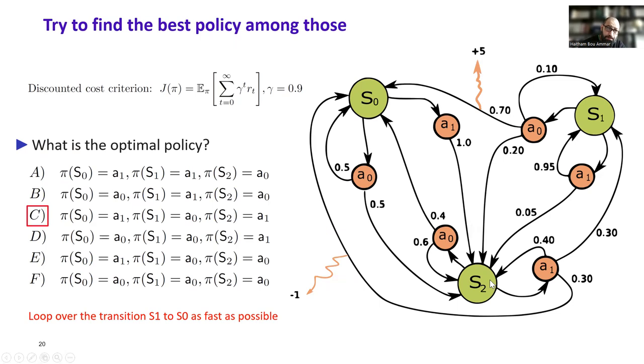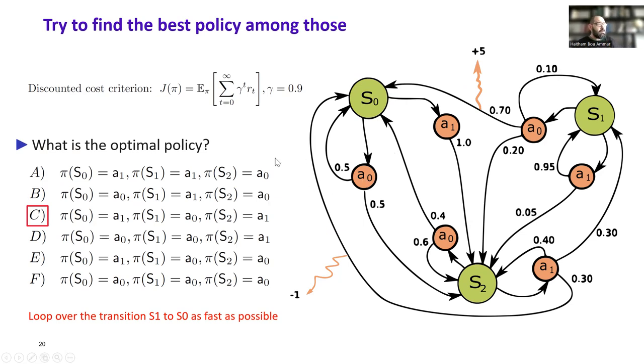Now if I am at S2, I can apply the action A1, because that's pi of S2. So if I'm at S2, I apply A1, and then there's a chance I go back to S1 or I stay here. So I either get no reward for this transition, or I go back here where I have the chance to go back to S0 and get a plus five reward. Of course, I can also potentially go to S0 and get a negative reward, but that's with a chance of 0.3. So what is really going on is that you are trying to loop from S1 to S0 as fast as possible in this MDP, and therefore you're incurring many more plus five rewards. That's why this would be the best policy.